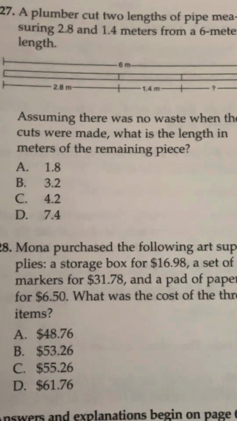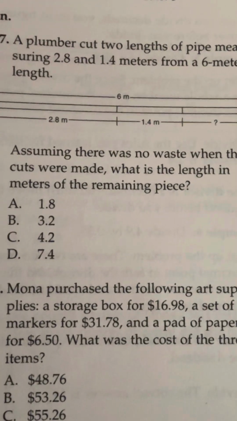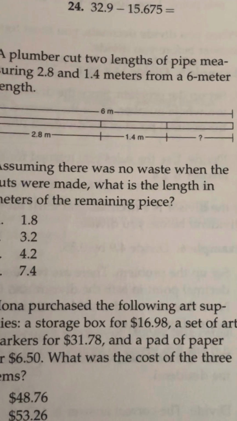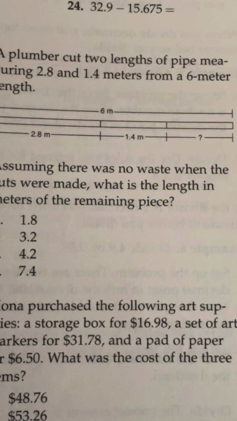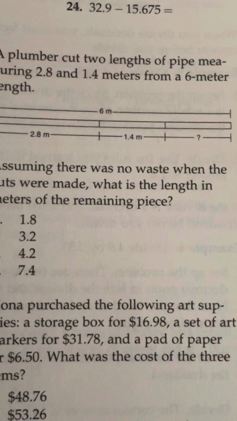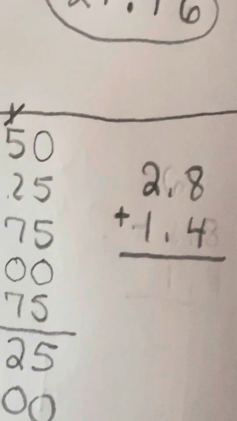Now over here to the next question, we have a plumber that has cut 2 lengths of pipe measuring 2.8 and 1.4 meters respectively from a 6 meter length, and we're looking to see if no waste was used when the cuts were made. What is the length of the remaining piece? So the first thing I'm going to do is start off with what he cut. So he has a 2.8 and a 1.4 piece.